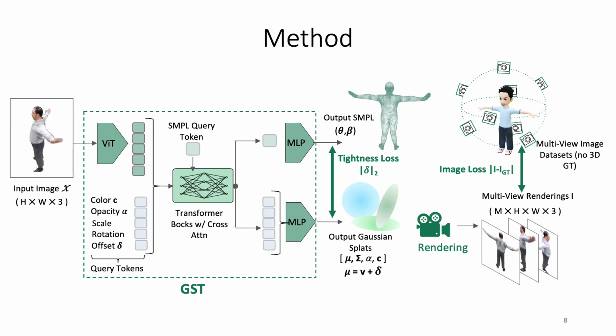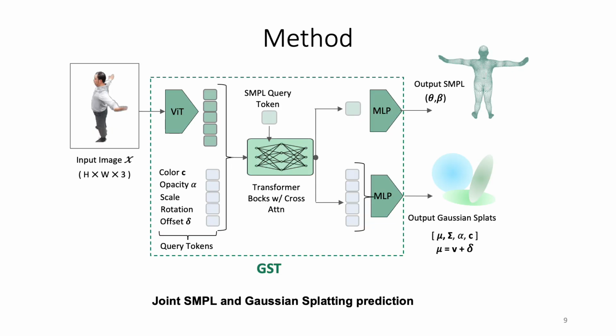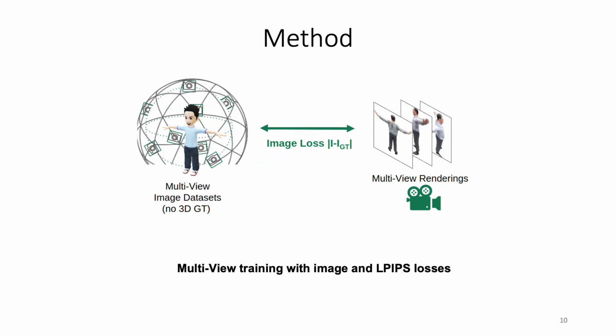Here we show the full pipeline of our Gaussian splatting transformer. The GST jointly predicts the SMPL parameters that describe the shape and the pose of the body, as well as Gaussian splats that are renderable for any view. These Gaussian splats are represented by a set of parameters that describe each component of the splats. We utilize a ViT to encode the image, and then different transformer tokens to describe the SMPL parameters, and other tokens to describe the Gaussian splat features like the color, opacity, scale, and rotation. The output Gaussian splats are rendered using a differentiable rasterizer, and they are trained with real multi-view image training.